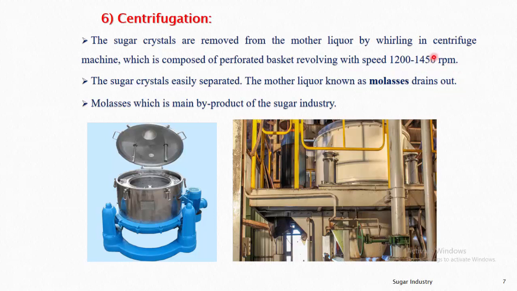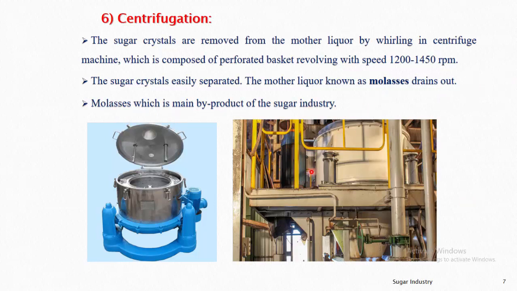where the mother liquid can be separated by the whirling of the centrifuge machine. The sugar crystals can be easily separated. The mother liquid, known as molasses, drains out and can be removed, and molasses is the main byproduct of the sugar industry, with the help of the centrifuge machine.